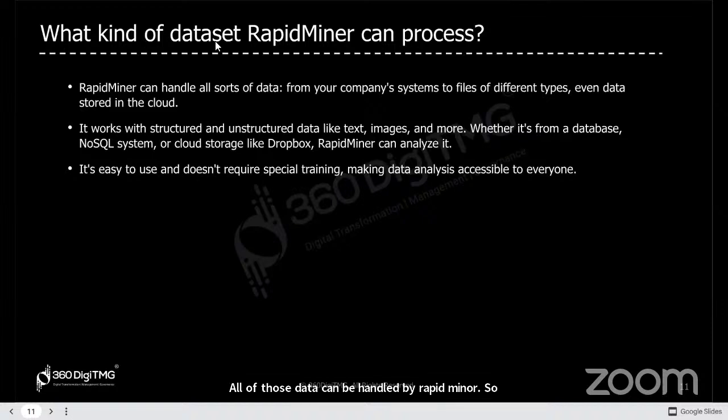So what kind of data set can RapidMiner process? It can process any data set: structured, unstructured, data coming from a database, data coming from a NoSQL system, files stored in cloud storage, and various other data also. That makes it very easy to use for various types of people. Whether they have experience in coding or are beginners, everybody can use this tool. That is RapidMiner.